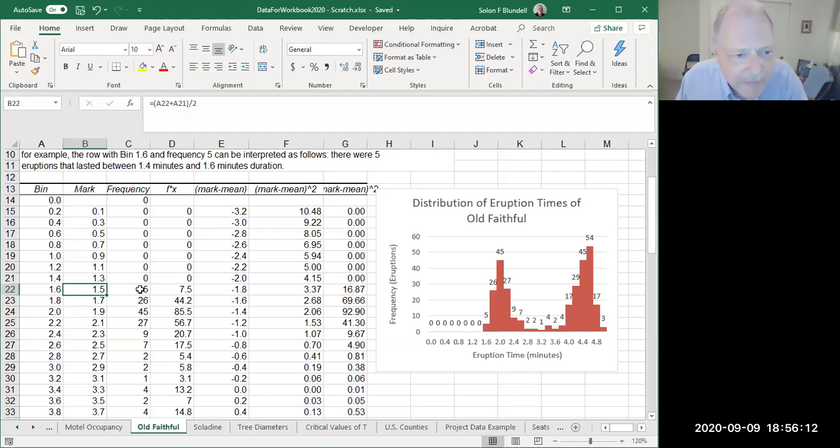So we have 5 eruptions that were just about 1.5 minutes long, and 26 eruptions that were just about 1.7 minutes long. If you were to turn this frequency table into raw data, you'd say 1.5, 1.5, 1.5, 1.5, 1.5. Then 1.7, 1.7, well, 26 of those. So you'd make a big list of 299 data items that you could then find the mean of, find the average.